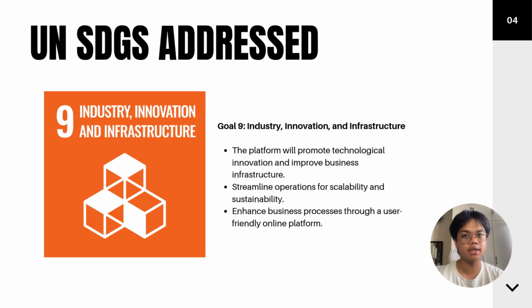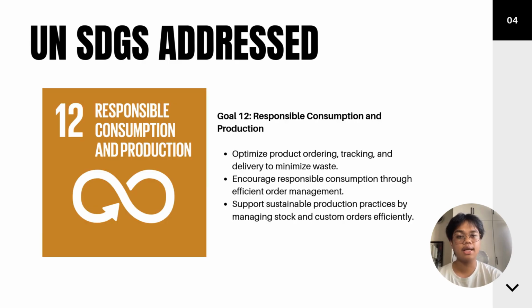Next, we have SDG 9, which is Industry, Innovation, and Infrastructure. So this system improves business infrastructure by digitizing operations. It streamlines project management, order processing, and communication, making the business more scalable and sustainable through technology. And lastly, we have SDG 12, which is responsible consumption and production. So the platform optimizes product ordering, tracking, and stock management. This reduces waste, improves inventory control, and promotes more efficient production practices, especially for custom lanyard requests.